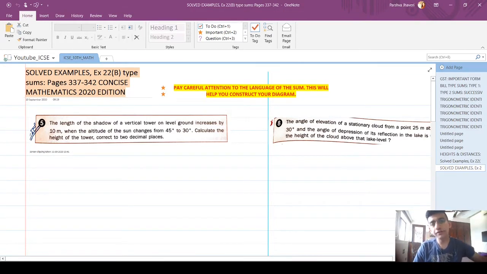We are going to discuss more sums about heights and distances.